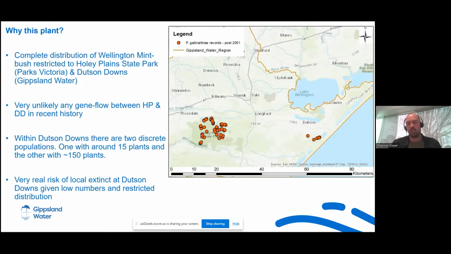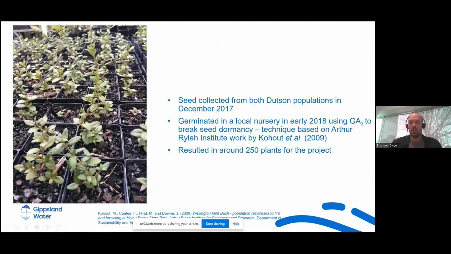And so within Dutton Downs, we've got the smaller of the two populations. Within our population, there's two smaller ones, and one only has 15 plants in it, and the other's about 150 plants. So given the small number at Dutton, it's a very real risk of local extinction there without any active management. So because of all those reasons and the risk of local extinction, we decided to trial a propagation and translocation of the species, and collected seed in December 2017 from the Dutton populations, both of them.